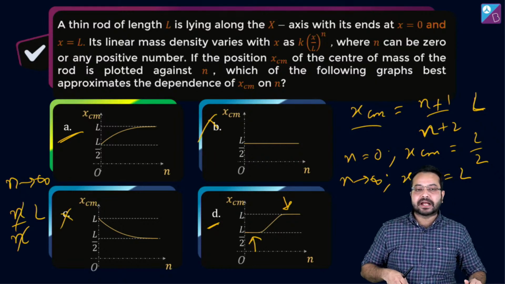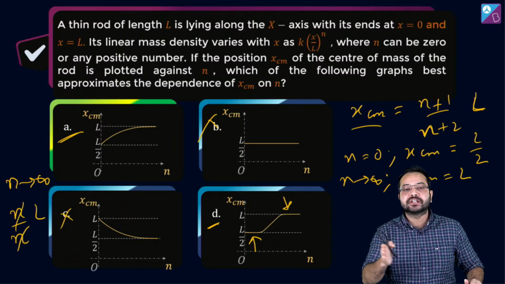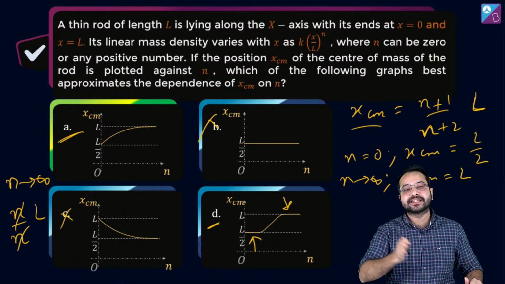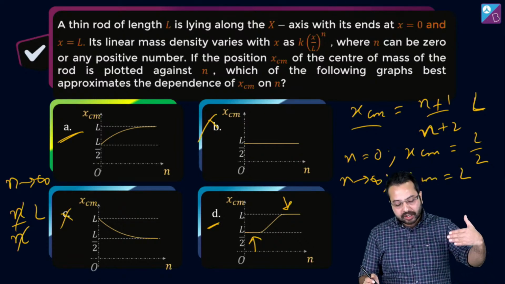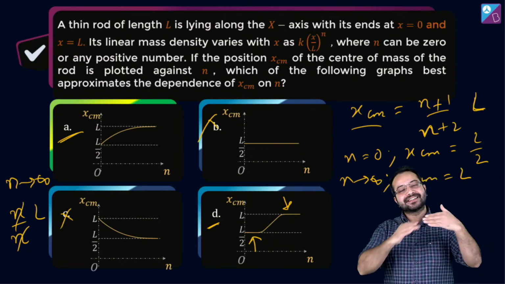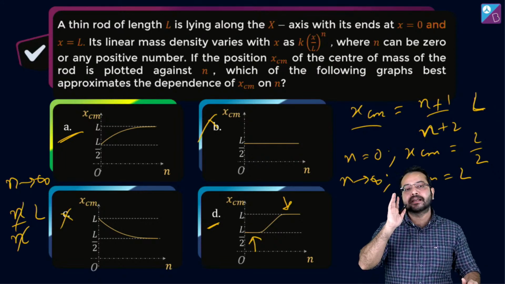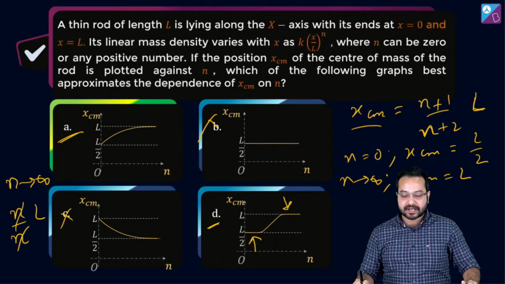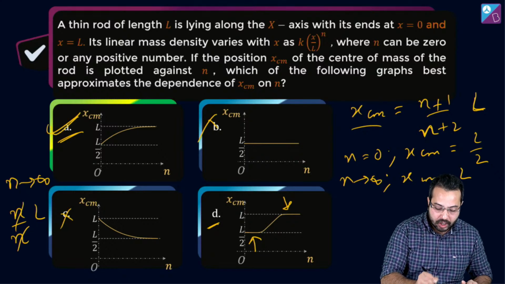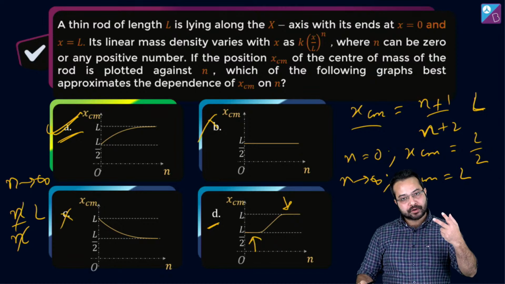Whenever you are changing the value of n, the value of XCM has to change. You cannot have a constant graph like this. So graph D is showing me that there is some region of constancy. Is that possible? That is not possible. So what is going to be the correct option? The correct option is going to be option A. Is that right? Okay.